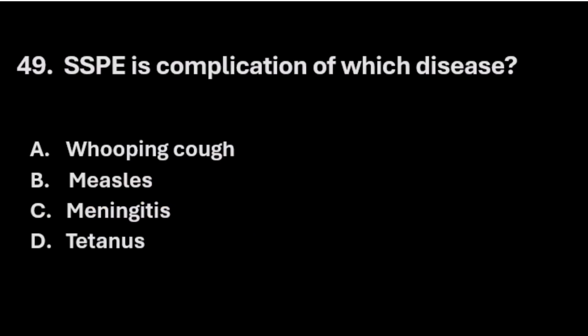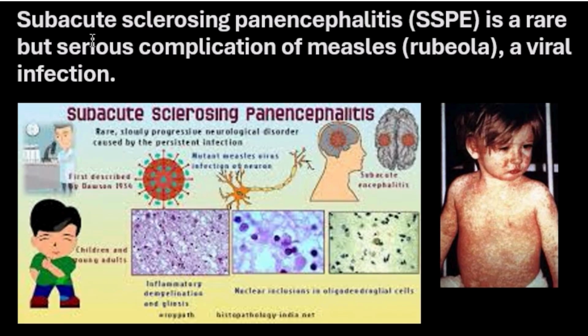Next question, SSPE is a complication of which disease? Option A, whooping cough. Option B, measles. Option C, meningitis. And option D, tetanus. Let us see the right answer. The right answer here is option B, measles. Subacute sclerosing panencephalitis, that is SSPE, is a rare but serious complication of measles or rubella, a viral infection.